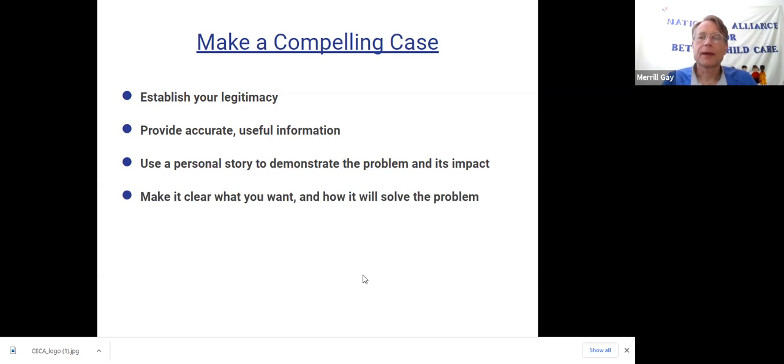So, and then you want to make it clear what you want. Just telling somebody what the problem is, well, as an elected official, I like to know what problems are, but then that leaves me with the obligation of trying to figure out how it should be solved. If somebody has a good idea on how it should be solved, I want to know. That makes it easier for me.